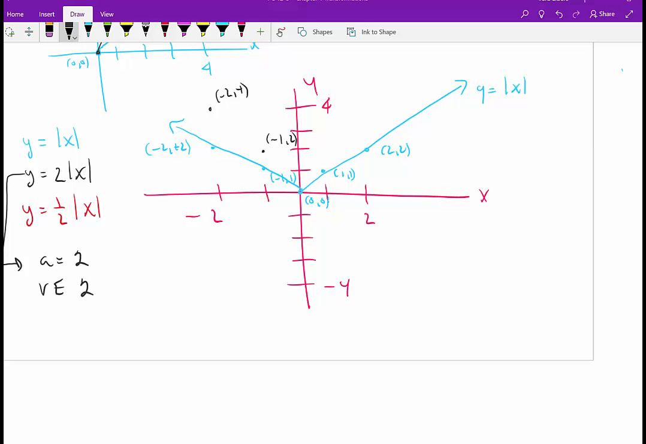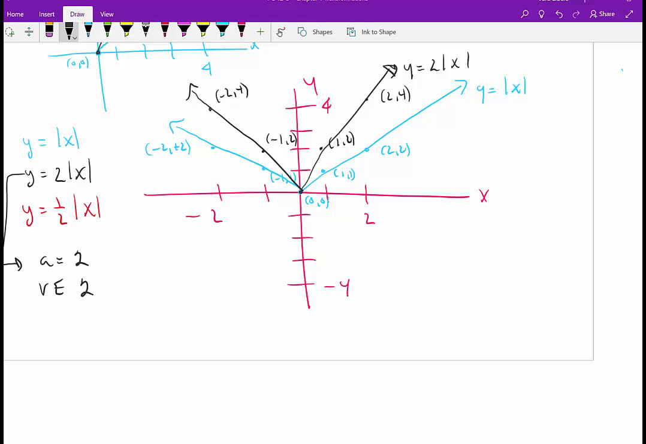0, 0 stays the same because the y coordinate is 0. 0 times 2 is 0. My next point is 1, 1. 1 times 2 is 2, so I'm at 1 and 2. And then 2, 2, remember I'm only changing the y coordinate. 2 times 2 is 4, so I'm at 2 and 4. Okay, so this is my next graph. If you have graph paper, it will look way nicer. And this is y equals 2 times the absolute value of x.